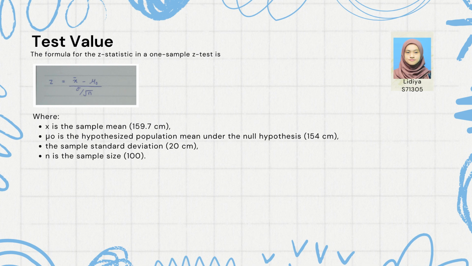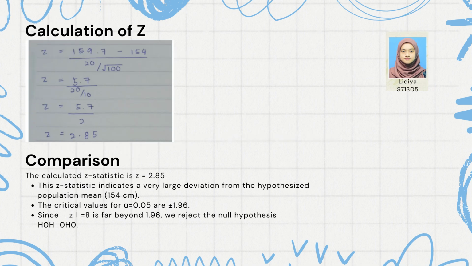To calculate the test value, we use the formula for the z statistic in a one sample z test, where x-bar is the sample mean, which is 159.7, and the hypothesized population mean under the null hypothesis is 154, and the standard deviation is 20, while the sample size is 100. Using the formula, we calculate the z. We get the calculated z statistic is 2.85.